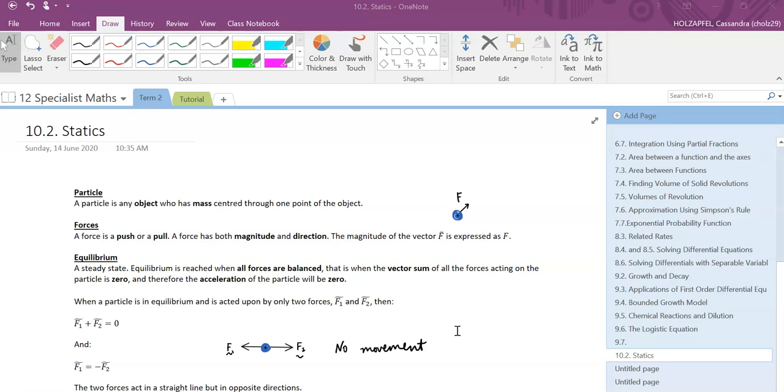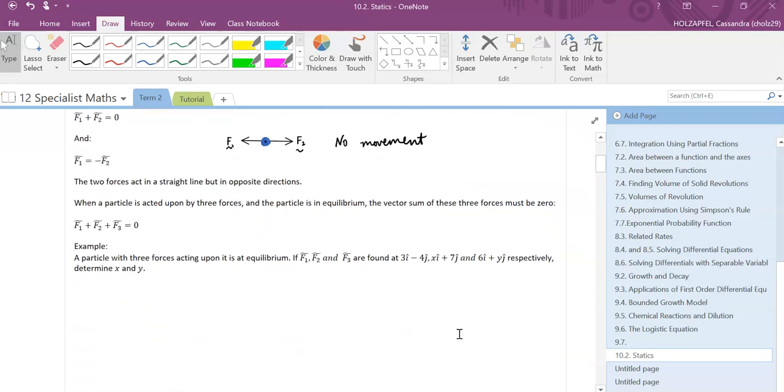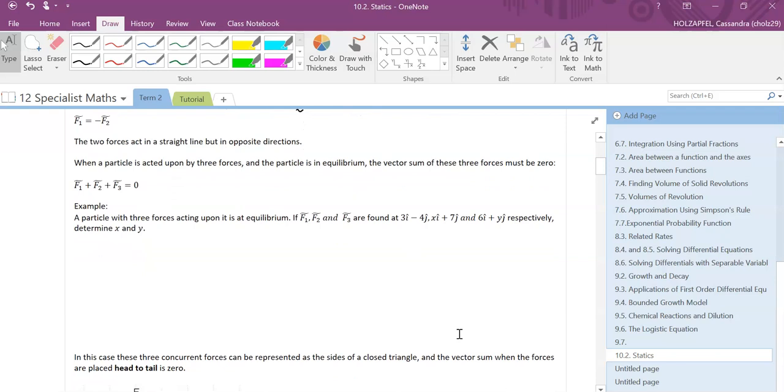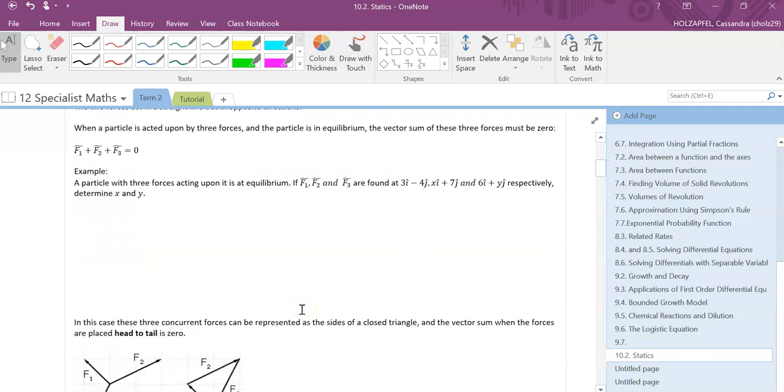So let's say we had two forces that are acting on a particular particle or a particular object. If these are linear forces, then they would act in opposition to each other. So we can see this here from the sum of F1 and F2 equals 0. That means that F1 and F2 are equal but in opposite directions. So what happens when a particle is acted upon by three forces? Well, the net movement of that is also going to be 0.